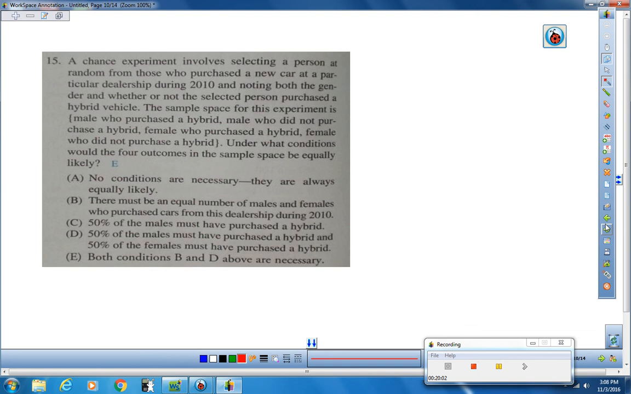Okay, let's think about this. I could have a male, and they could purchase a hybrid. I should write this as hybrid given male, or hybrid complement given male. And then I could have a female, hybrid given female, and hybrid complement given female. So that's all 4 events, right? Male who purchased a hybrid, male who did not purchase a hybrid, female who purchased a hybrid, and female who did not.